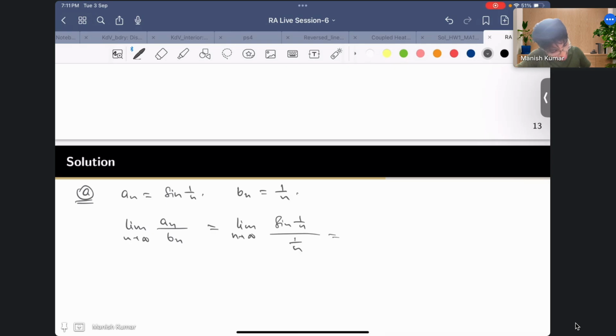This is same as limit k going to 0. I should not write k going to 0. So what is this limit? This limit is 1, right?